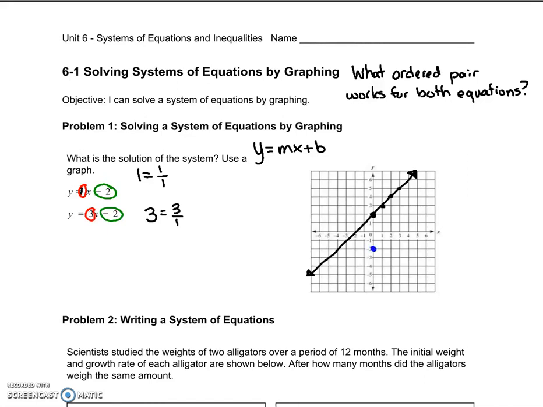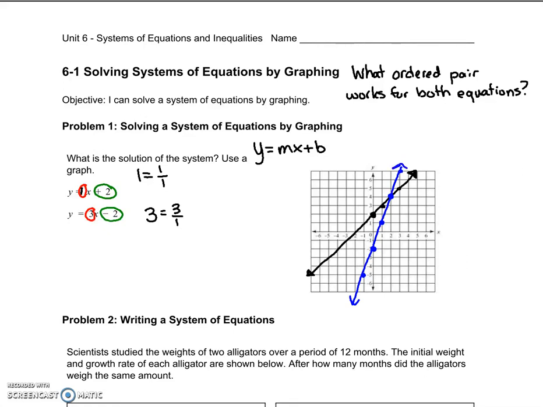I'm going to go up 3, right 1. So up 3, right 1. Up 3, right 1. And I'm going to continue doing that. I'm going to draw my line through my points.